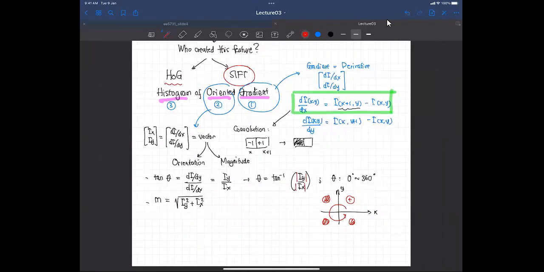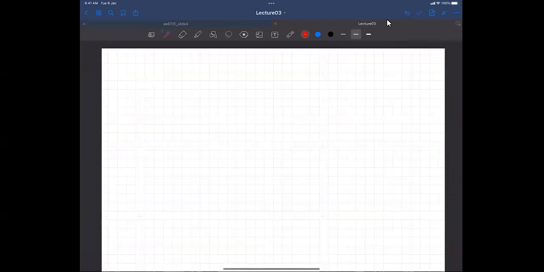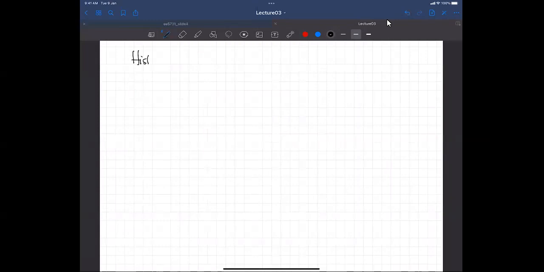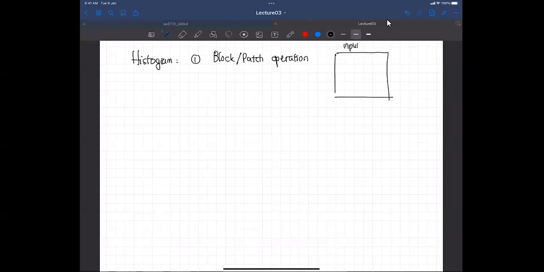Now the third one is histogram. In order to get the histogram, first of all, we have to use a block or patch operation. What is meant by that is that if you have an input image, so this one is your input image, you need to, in HOG, split this into a grid.